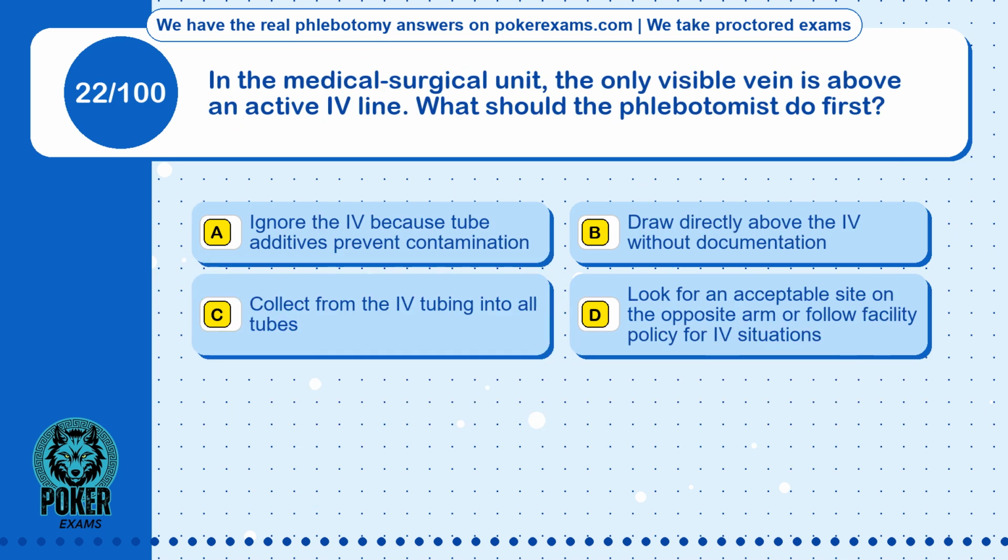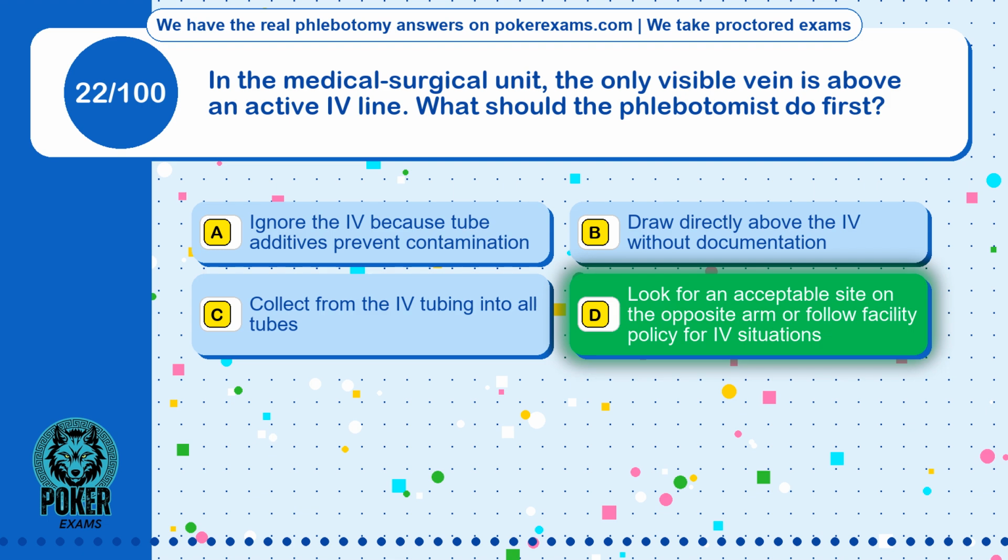Question 22. In the medical surgical unit, the only visible vein is above an active IV line. What should the phlebotomist do first? Option A, ignore the IV because tube additives prevent contamination. Option B, draw directly above the IV without documentation. Option C, collect from the IV tubing into all tubes. Option D, look for an acceptable site on the opposite arm or follow facility policy for IV situations.